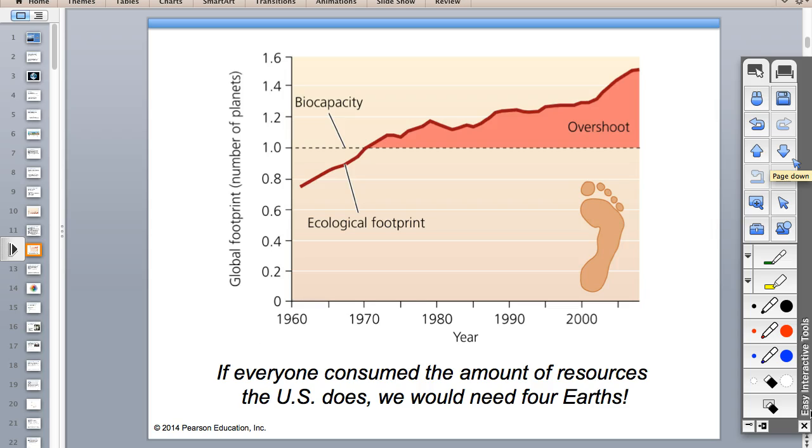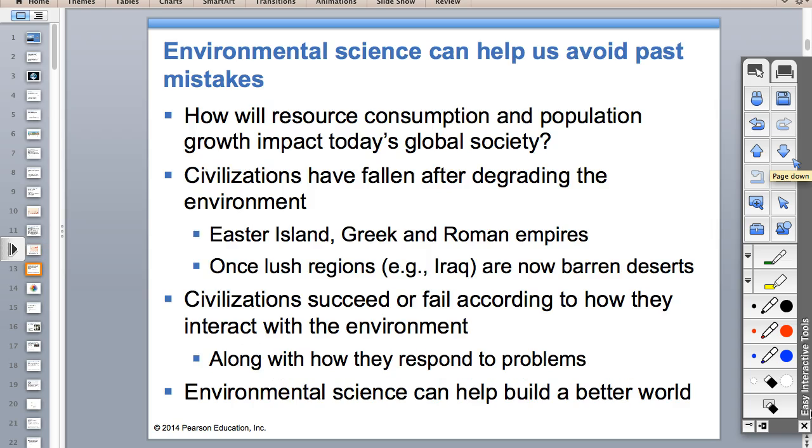And if everybody lived like the United States, our global footprint, we would need 4 Earths. Your footprint is in acres, 20 acres or so. But for the whole Earth, we would need several Earths, 4 actually, if everybody lived like us.